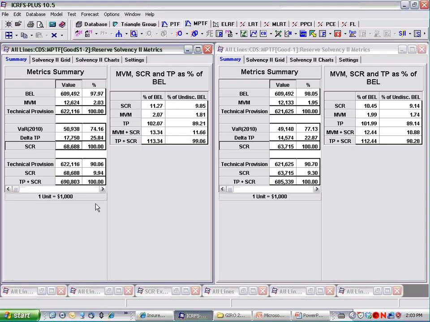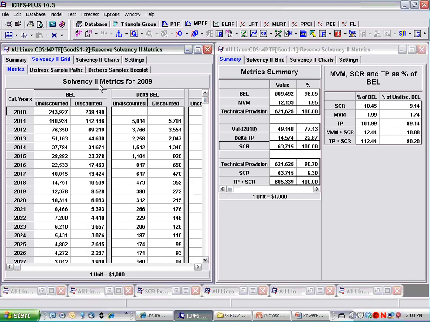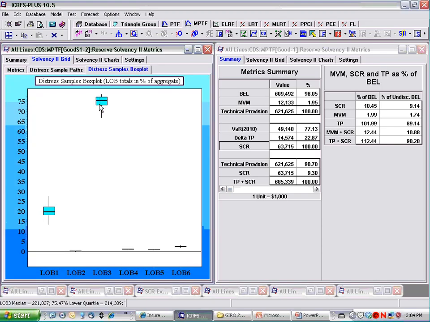The first year in distress at 99.5%, I think that's in the setting, must have meant that in aggregate, the losses were very high. And the main driver of the losses, which we'll see in a subsequent video, video 5.6, when we discuss distress samples, the big losses are coming from LOB3. That's really the largest loss.